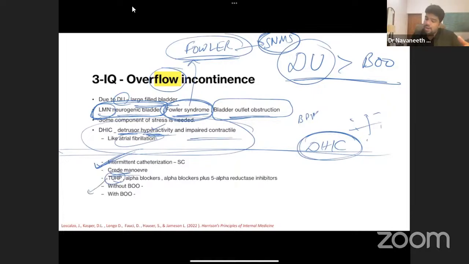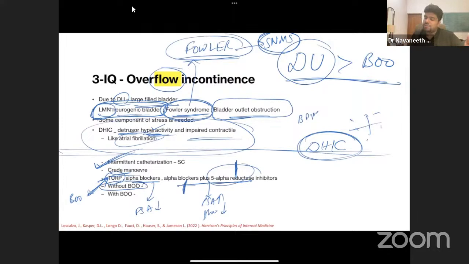If there is a bladder outlet obstruction, you're going to give treatment by doing TURP. Here the treatment is probably TURP. You're going to give alpha blockers or alpha blockers plus 5-alpha reductase inhibitors. You're going to give alpha blockers only when the PSA levels are not very high and the flow rates are very good. If it becomes more severe, where PSA is very high, flow rates are very bad, and the stream is also very bad, you're going to add 5-alpha reductase inhibitors. So basically tamsulosin plus finasteride or dutasteride.